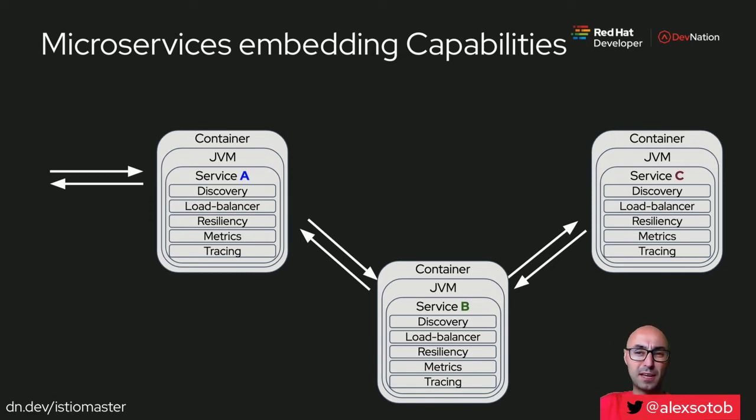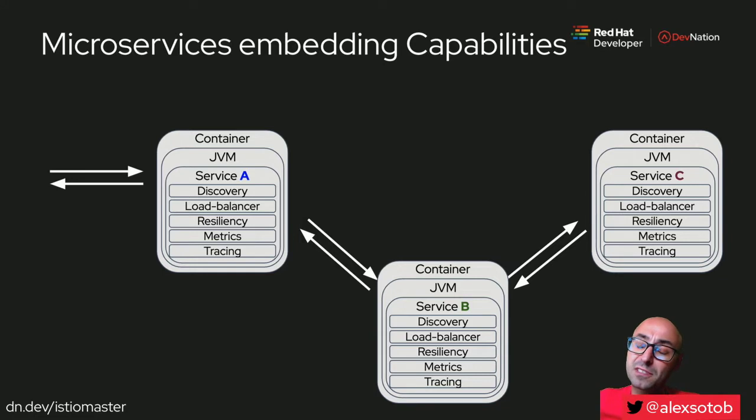So usually what you end up doing is something like this. We've got our container, because in the end Kubernetes works with containers. We've got the JVM, then our service, and inside our service we start adding all these microservicilities. So we are adding all these capabilities embedded inside our business logic. For example, discovery, load balancer, resiliency, metrics, tracing. If you are in the Java ecosystem, you are probably already using, for example, Hystrix for resiliency, or Resilience4j. Maybe you're using Jaeger for tracing. So nothing new, but you are putting all this stuff inside your service.